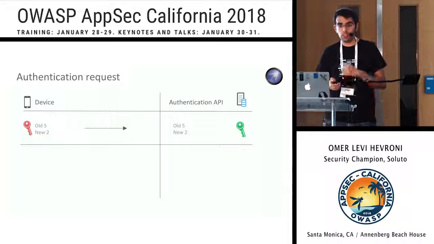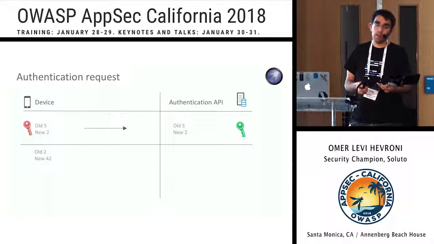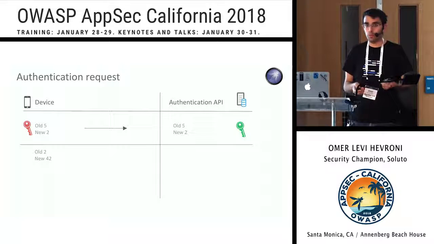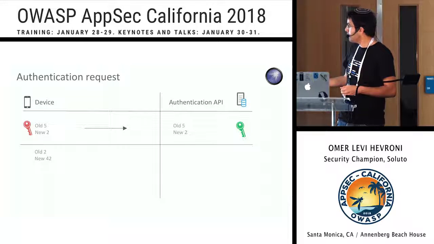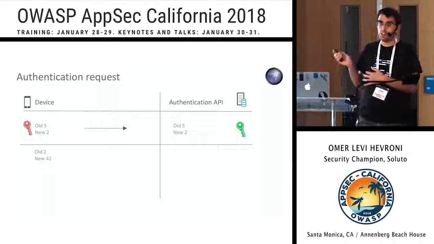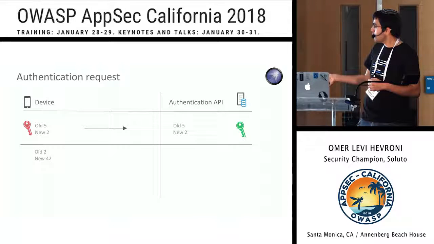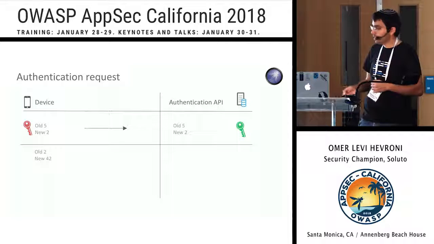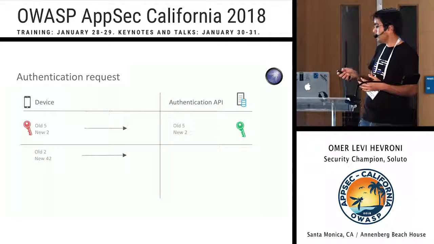Now let's look at an authentication request. Before the device will be able to authenticate, it needs to perform rolling. What does it mean? I hope you can see old gets the value of new, so now it's 2, and new gets a new crypto random value, so now it's 42, just for the example. Now, like I said before, the device will use the private key to sign this payload, and will send the signature and the device identifier to the server.